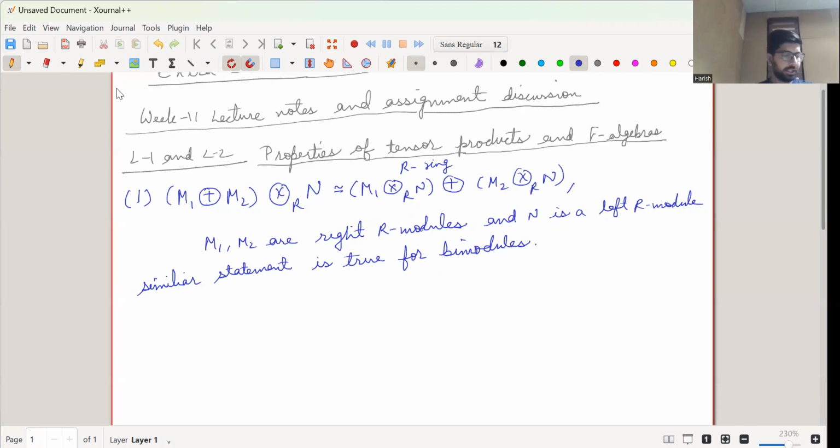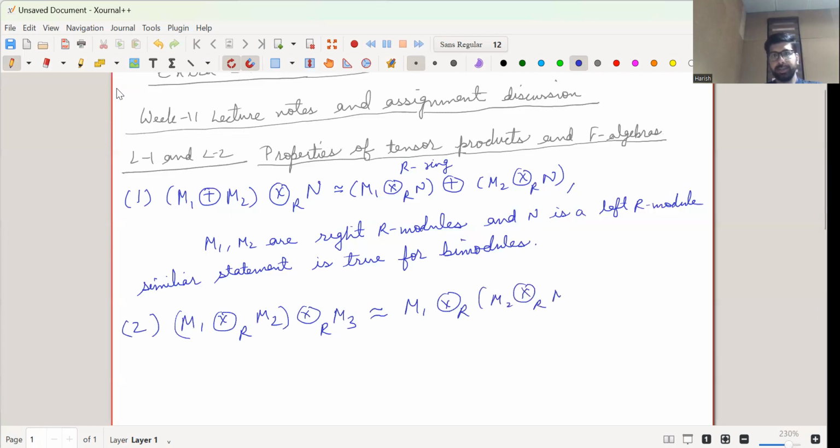The second thing is that the tensor product is associative. That means M1 tensor M2, whatever is the resultant, if you take its tensor with M3, that will be isomorphic to M1 tensor with the resultant of M2 and M3. Okay, so these two are the main properties.